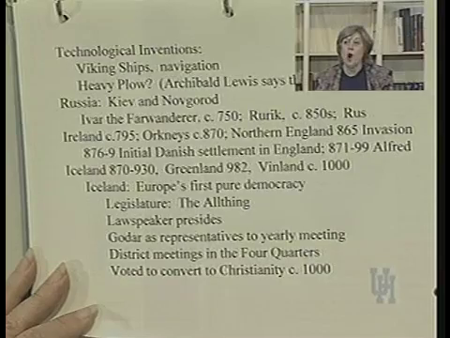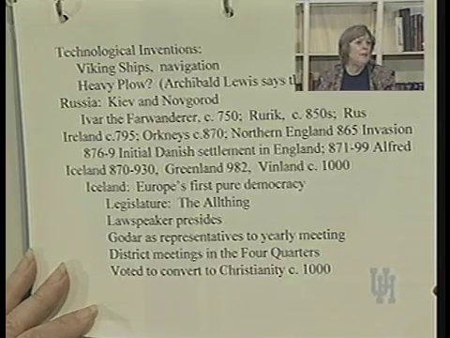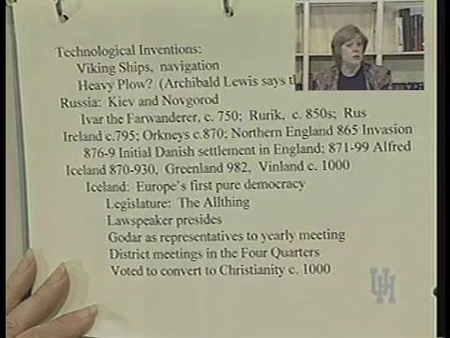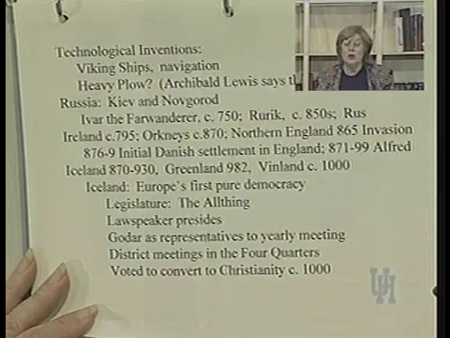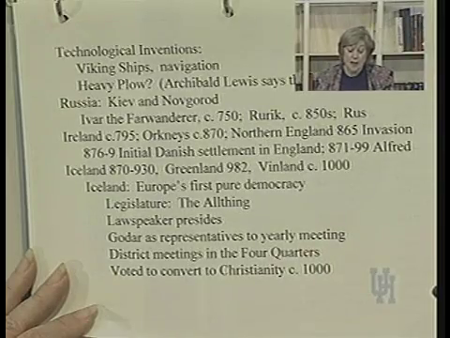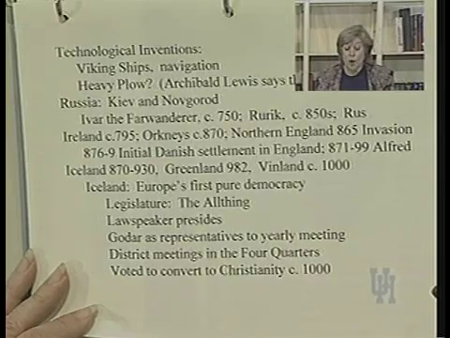And all of these far places were discovered by outlaws who had been exiled from their countries, usually because they had committed murders. And so they were out sailing looking for a new place to live, and most of them were blown off course, and they discovered these countries, Iceland, Greenland, and Vinland, by accident because they were blown off course.